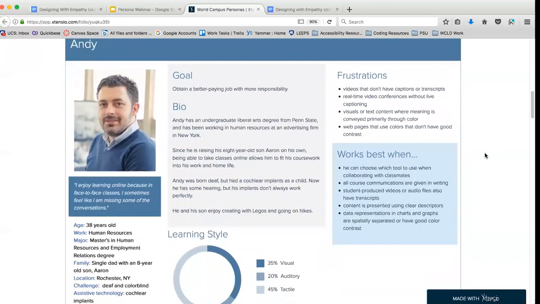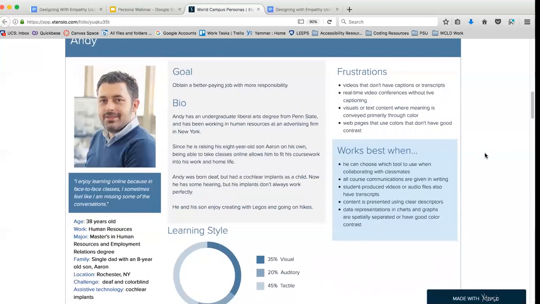Okay, next we have Andy. Andy's a 38-year-old single dad. He works in human resources, and he's seeking an online master's degree to qualify for a promotion. He was born deaf, but he has cochlear implants. So he has some hearing, but his hearing is not perfect. He is also colorblind. So he enjoys learning online because communication is mostly in text.